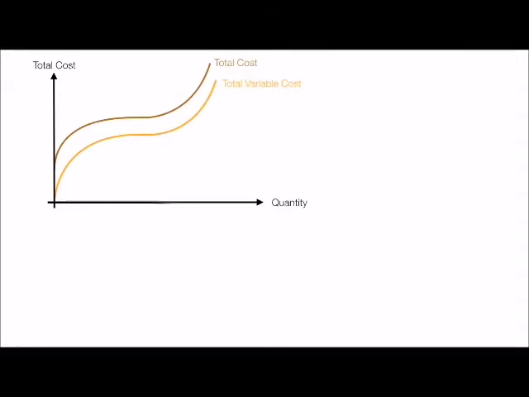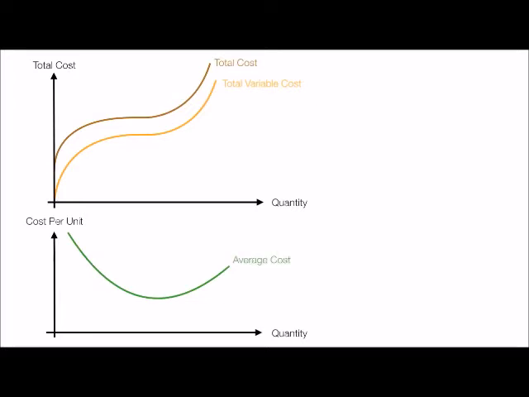Now I'm going to take the quantity axis, the horizontal axis, and drag that straight down. On the vertical axis, I'm going to put unit cost, or cost per unit, different than total cost, of course. I'm going to draw an average cost curve, which looks something like that, the average variable cost curve, and then the marginal cost curve. I will discuss the shape of these curves as well, and what makes them curvy.